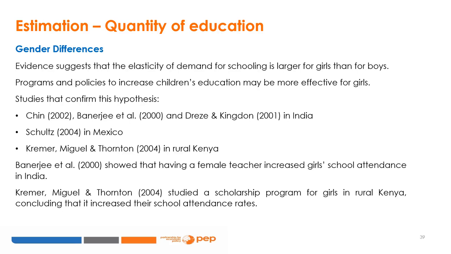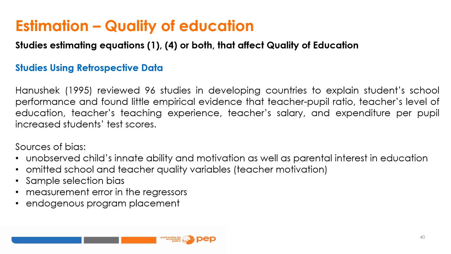A study by Banerjee et al., 2000, showed that having a female teacher increased girls' school attendance in India. Kremer, Miguel, and Thornton, 2004, studied a scholarship program for girls in rural Kenya, concluding that it increased their school attendance rates. We now present studies that investigate the factors affecting quality of education, estimating equations 1, 4, or both.